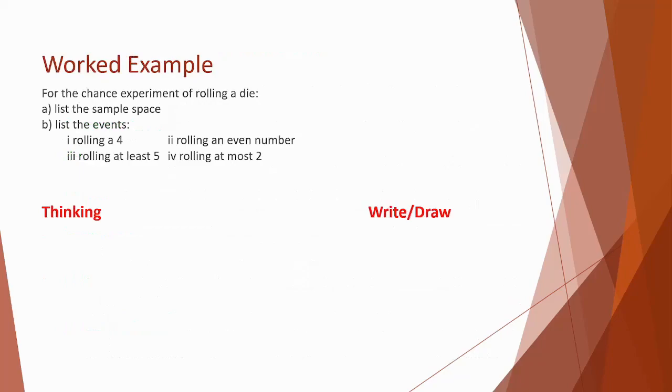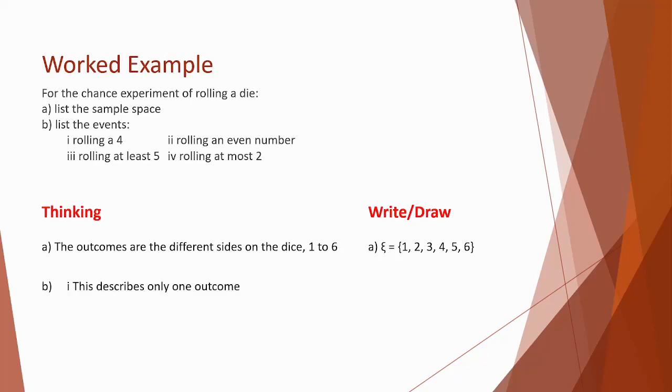So here's another example using those words. So we are rolling a dice and we want the sample space, and we want to list the events for those 4 things that are listed there. So starting off, I've got my thinking on the left and what I'm writing down for my teacher on the right. So I'm thinking the outcomes of a dice roll is from 1 to 6. So I need to write down the sample space is the set 1, 2, 3, 4, 5, and 6. For B, I need to describe that one outcome. So I will say for rolling a 4, I need the set of the number 4, and that's it.